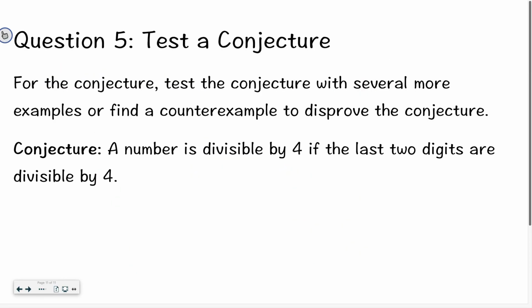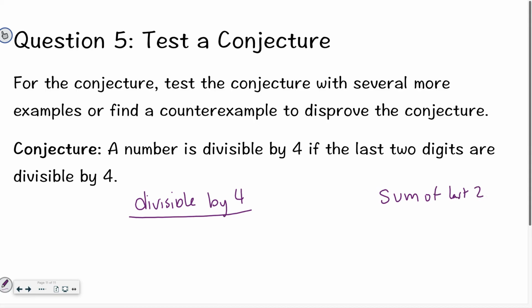Go ahead and see if you can test this conjecture with several more examples, or find a counterexample to disprove this conjecture. And I'll help you a little bit. I'll say that you're going to want to look at numbers that are divisible by 4, and then the sum of the last 2 digits. So whatever number you divide by 4, the sum of the last 2 digits should be divisible by 4.